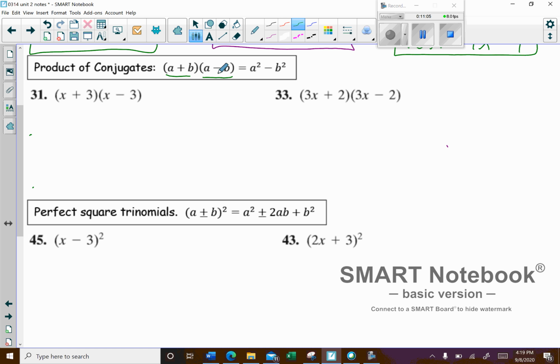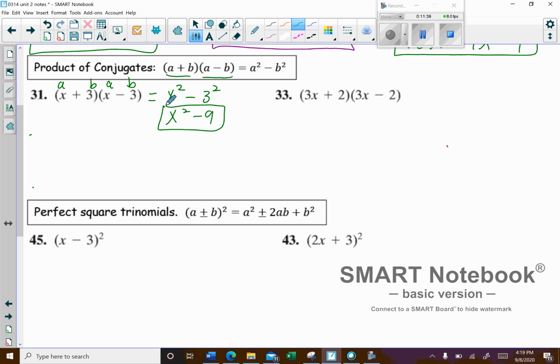And so what happens is, whatever that first term is, you would get a squared minus, and then whatever that second term of each of those binomials are. So let's go ahead and look at our first one. So we've got x plus 3, x minus 3. So if you were going to take the shortcut, these would be your a value right here, and this would be your b value right here. So it would just become x squared minus 3 squared, which then would become x squared minus 9. And that is the answer.